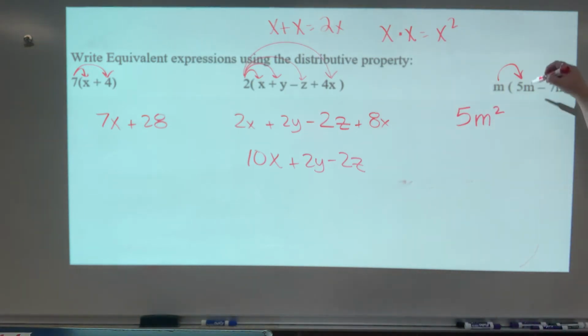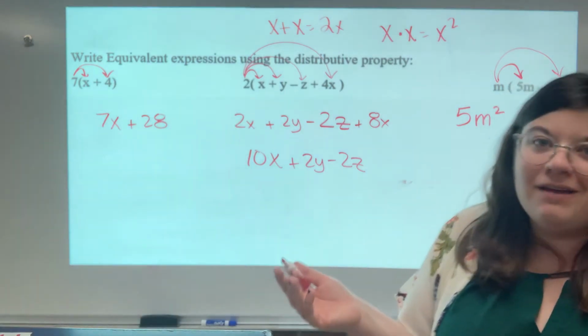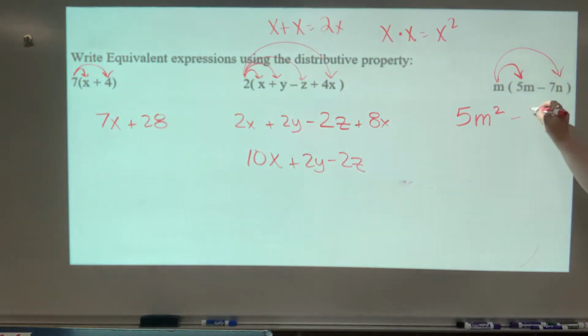Okay, that was the first term. The second term, m times negative 7n. Nothing special about that, so it's a negative 7nm. All right, just now we have 3 things that are being multiplied together. The 7, the n, and the m. All right, pause if you need to.